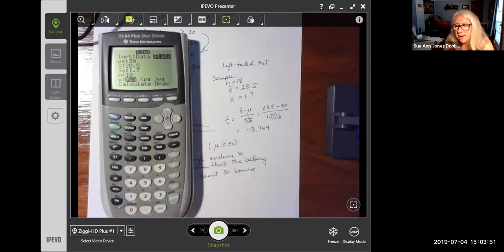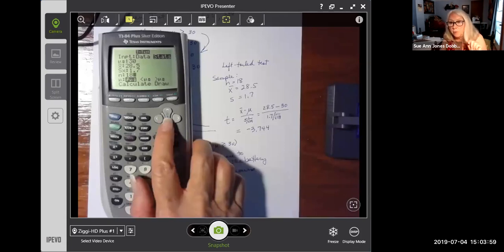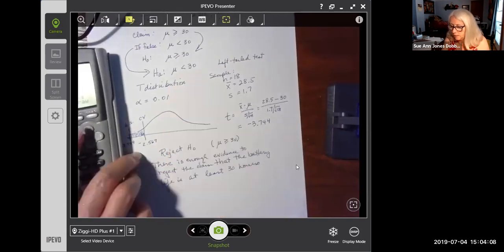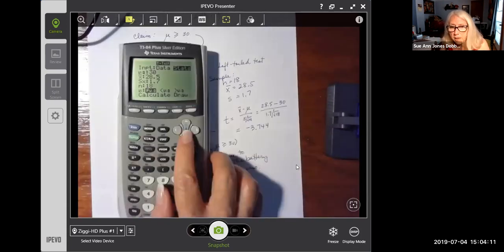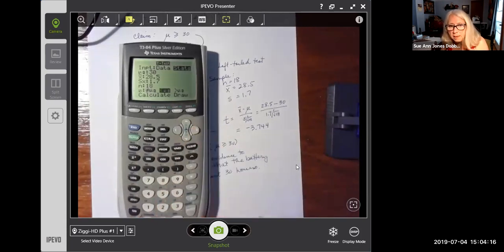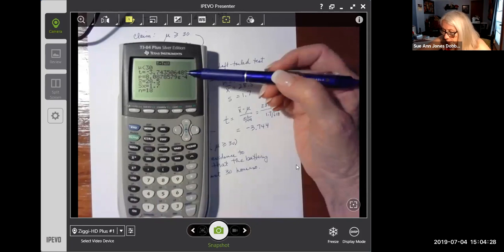And now here's where you must identify the direction of the alternative hypothesis. And if you skip this or do it wrong, you're going to get bogus answers. So look back at what the alternative hypothesis was. It had a less than symbol in it. Okay, so I need to go down and then over to the one that has less than in it, and then hit enter to lock it in, and then go down and calculate. This is what the calculator gives you for your answers. The first one, you notice, is the value of the test statistic.